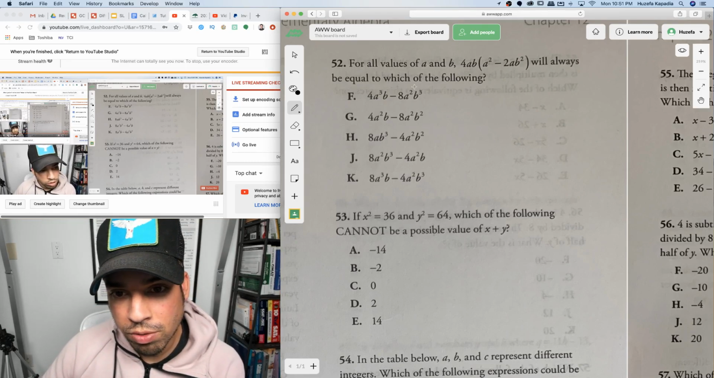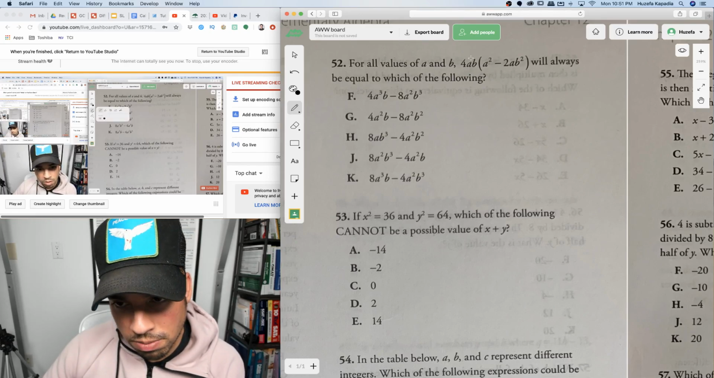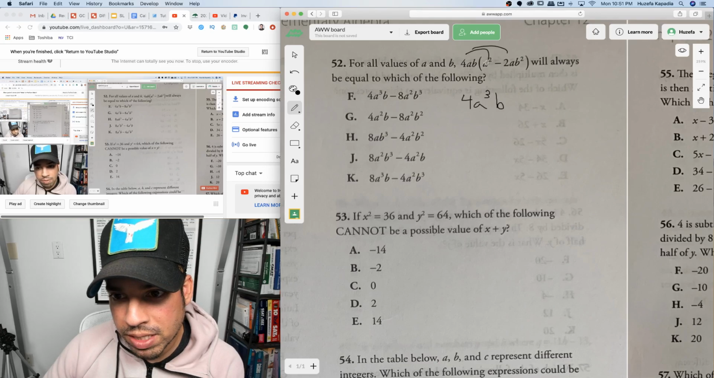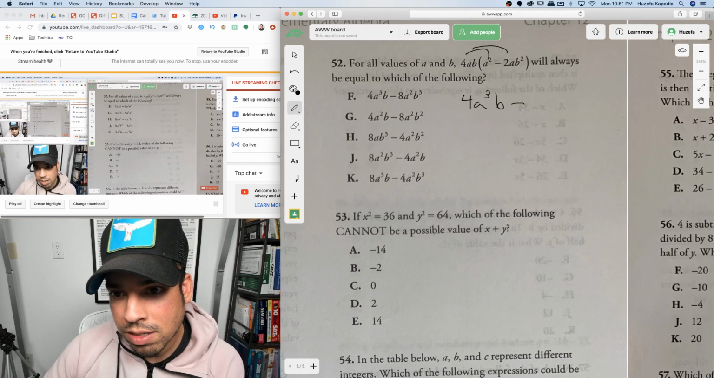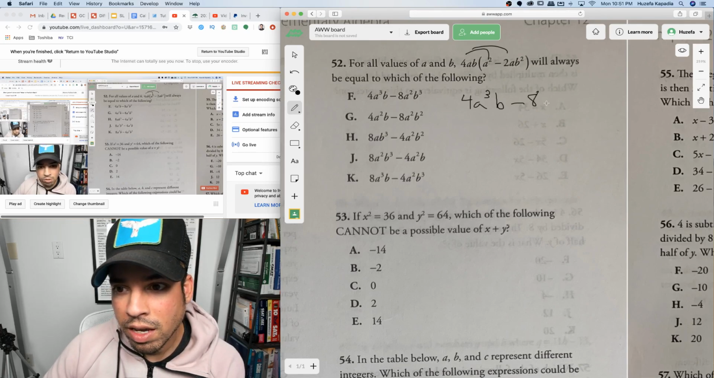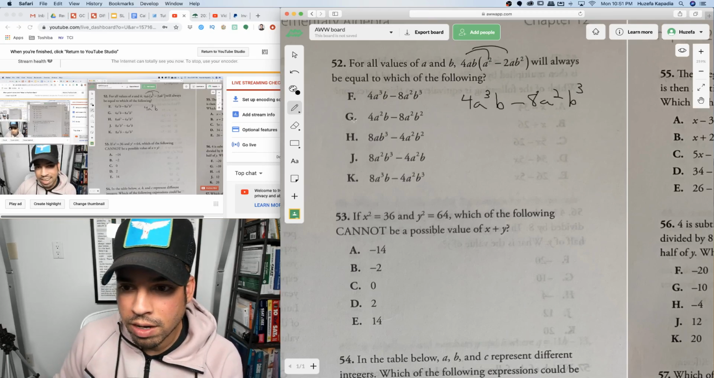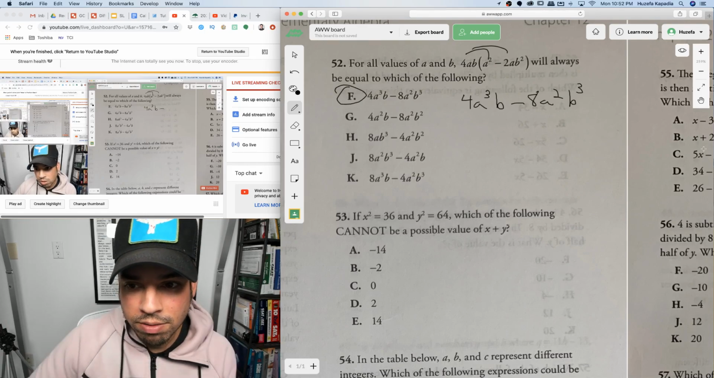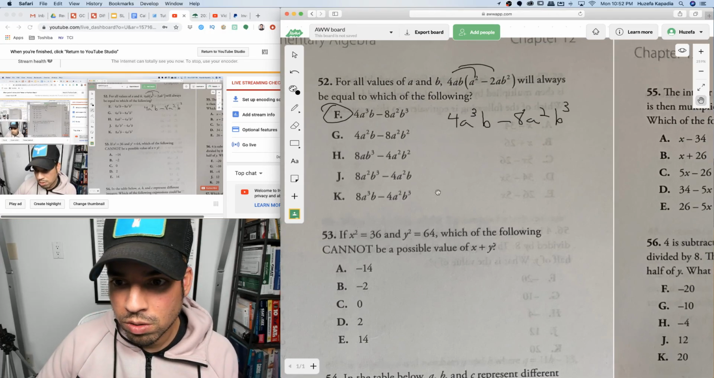So number 52, for all values of a and b, 4ab times this will always be equal to which of the following? All we're doing is a little distribution. And I got 4a cubed b because the exponents add. And don't forget there's an invisible 1 for each of these exponents. Minus 4 times 2 is 8. A times a is a squared. B times b squared is b cubed. And there we go. 4a cubed b minus 8a squared b cubed. There we go. F. All right.